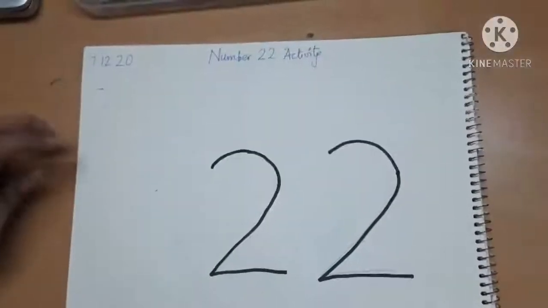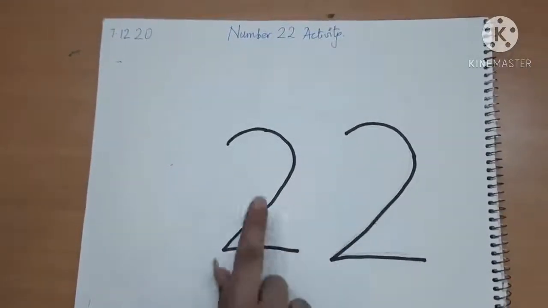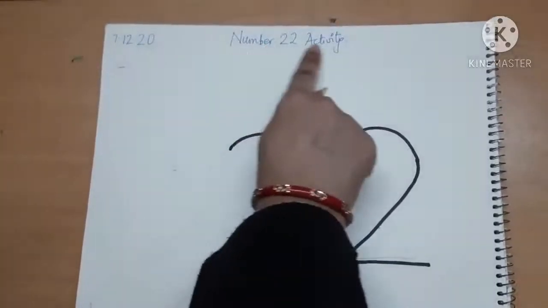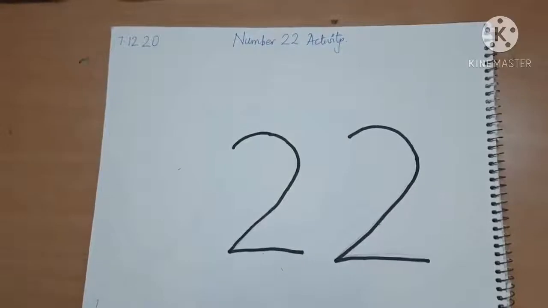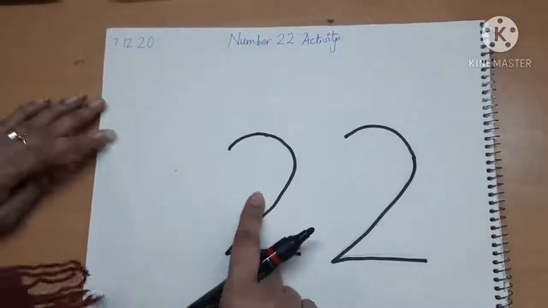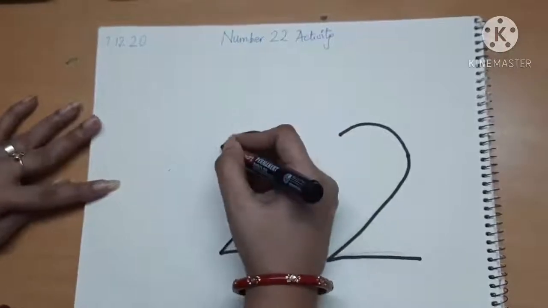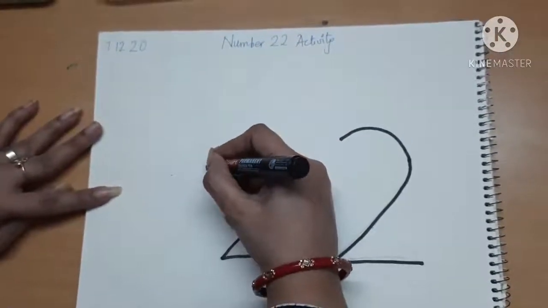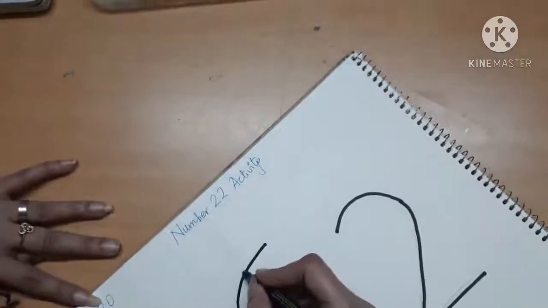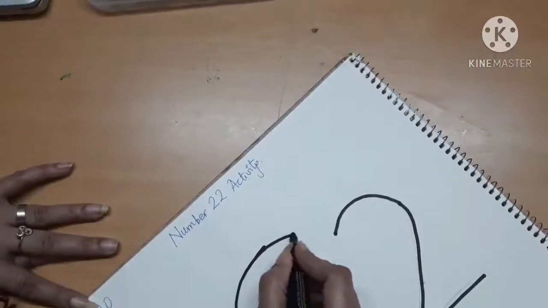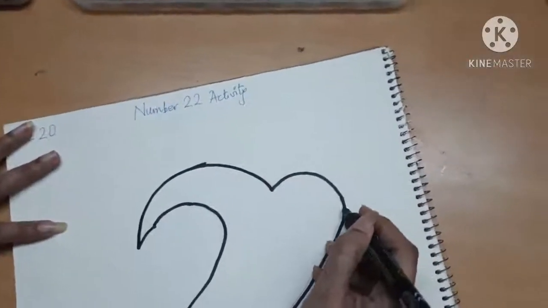Okay children, let us have some fun with number 22. As you can see, I've written number 22 in my scrapbook. You have to write number 22 activity and also write today's date. Now let us see what we are going to draw with the help of number 22. You have to take your pencil here and stretch it and then join it with this number 2, like this. Now I'm going to draw the mouth.